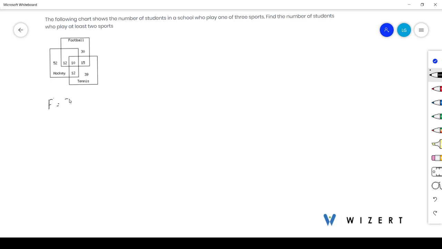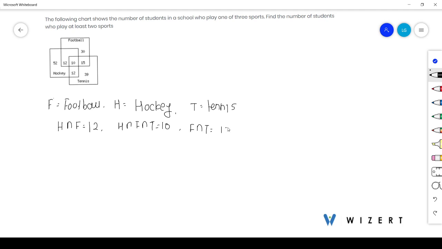Suppose F is for football, then H is for hockey and T is for tennis. Now here we have given the students who play hockey and football are 12. Here we can observe, the students who play hockey, football and tennis are 10. Then students who play football and tennis are 15. And students who play hockey and tennis are 12.